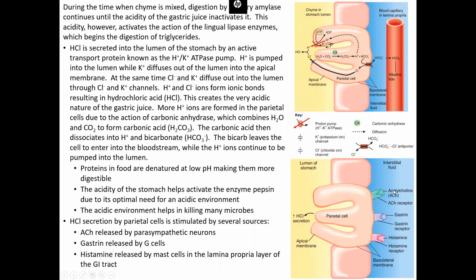Acetylcholine, which we know is released from our parasympathetic nervous system neurons whenever we have a rest and digest response, can be one trigger to release hydrochloric acid. Gastrin, which we just learned is produced by the stomach, acts directly on those parietal cells to trigger the release of HCl. And then histamine, we also learned, released by the cells of the lamina propria of our GI tract, which includes the stomach, triggers the release of HCl. So one from the nervous system, two chemicals actually released by the digestive system itself.